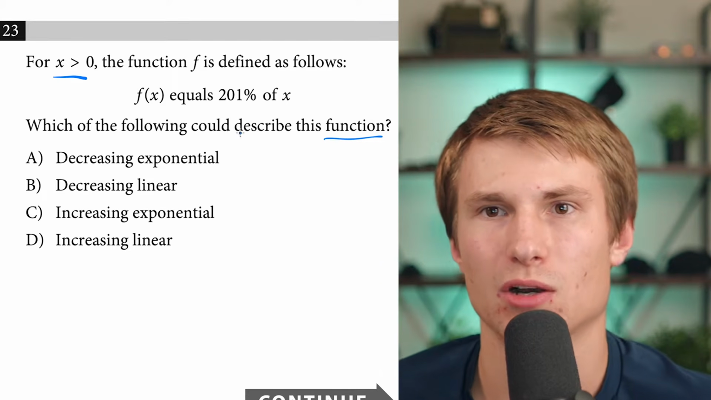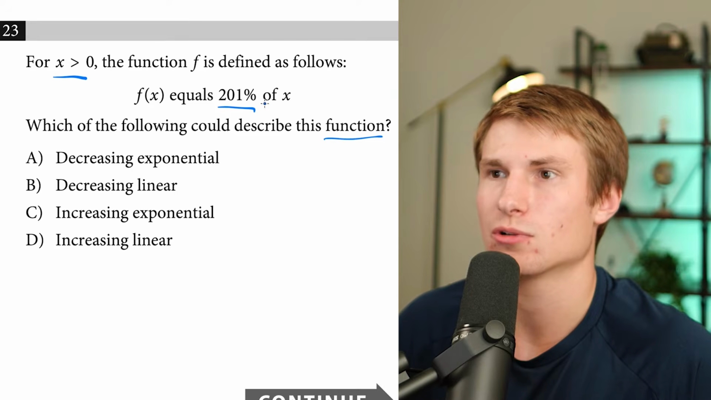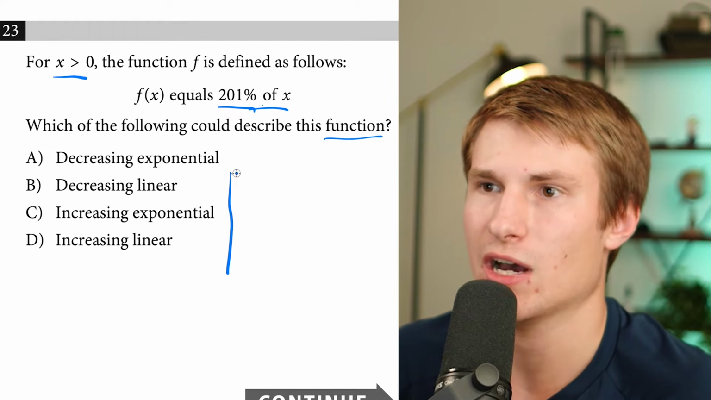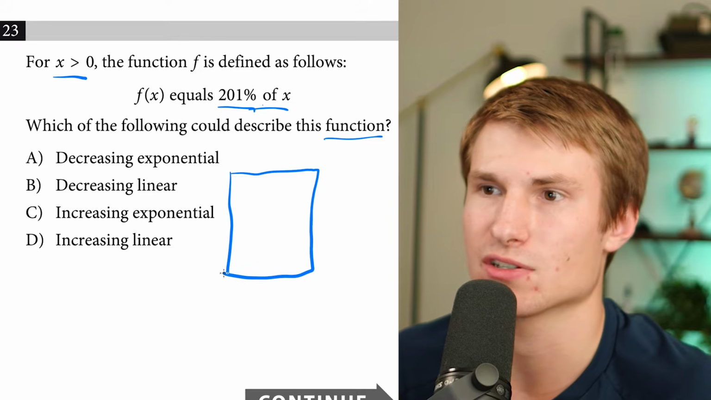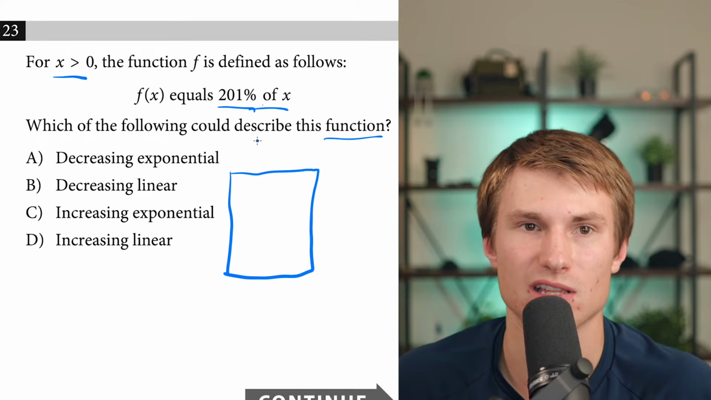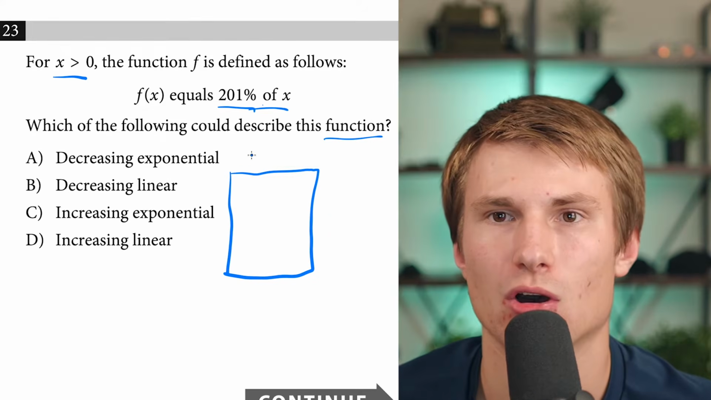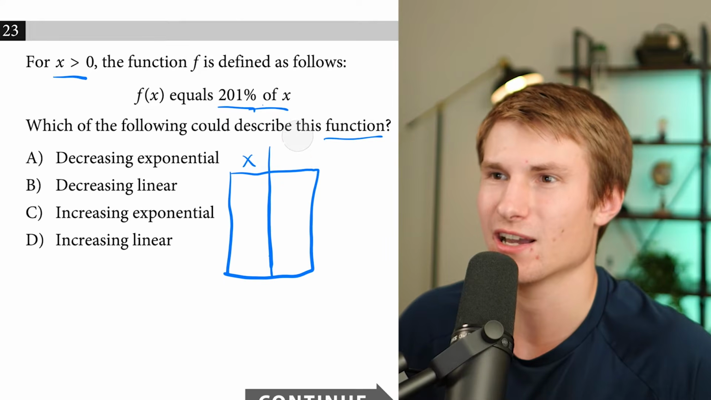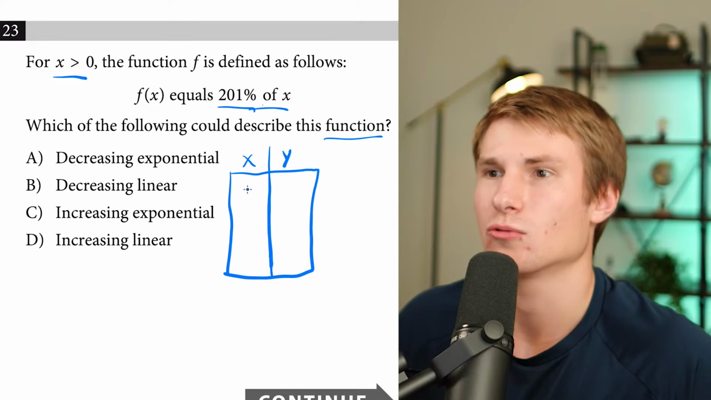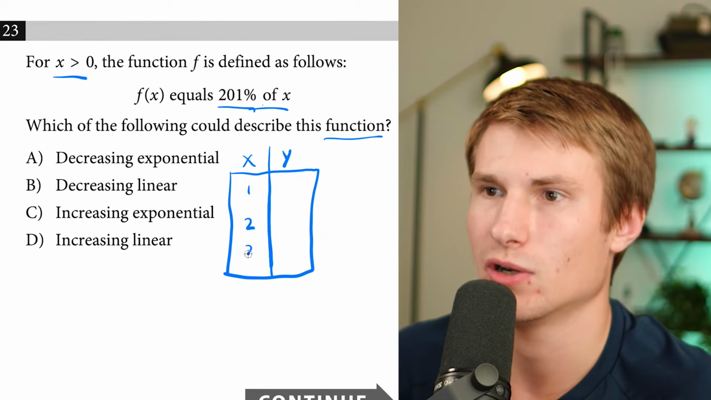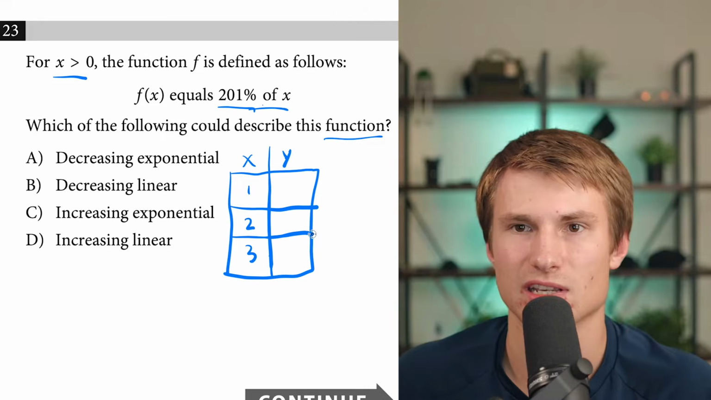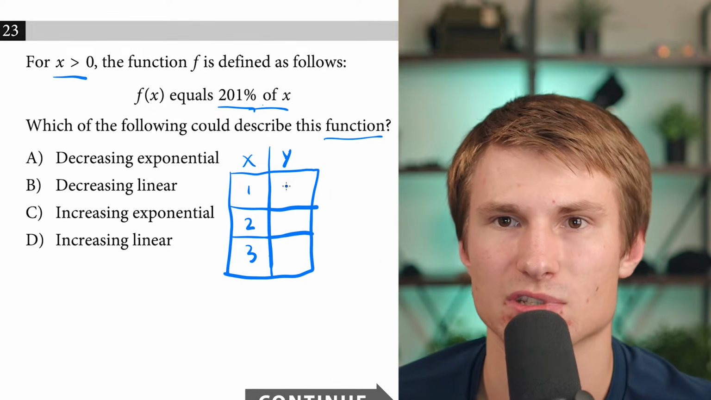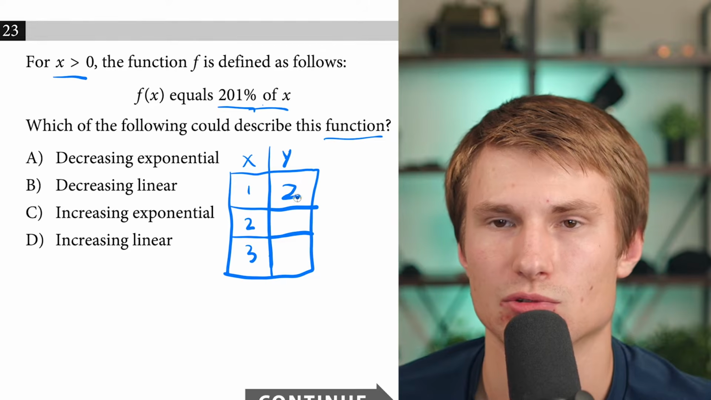So which of the following could describe this function? Well, if we're equaling 201% of x, we are actually going to increase linearly. And I'll show you how you can do a quick check on whether something is linear or exponential with percents, in case you're ever not sure. I'll call this x. I'll call this my y. All right, so we'll just do 1, 2, and 3. Okay, we'll just make a little table, use 3 values. We'll start out with a value of, say at 1 we'll do 2, okay?